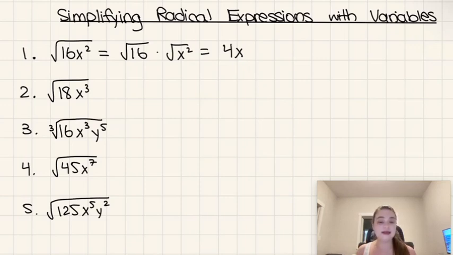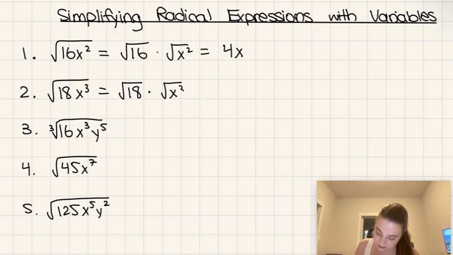Okay, for the second one, same kind of thing. I'm first going to separate the root 18 from root x cubed. Now in this case, neither root 18 nor root of x cubed can be simplified the same way that they could in the first one, because neither 18 nor x cubed are perfect squares. However, both of them have factors that are perfect squares, or I should say a factor other than one that is a perfect square. So for 18, let's write down the perfect squares list.